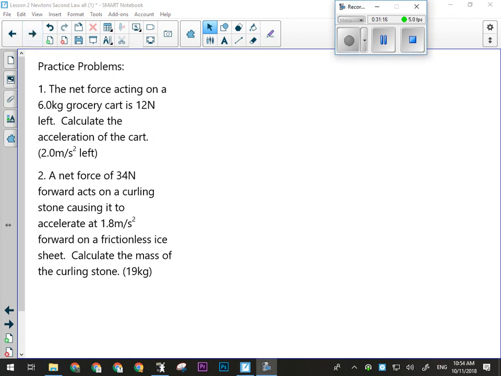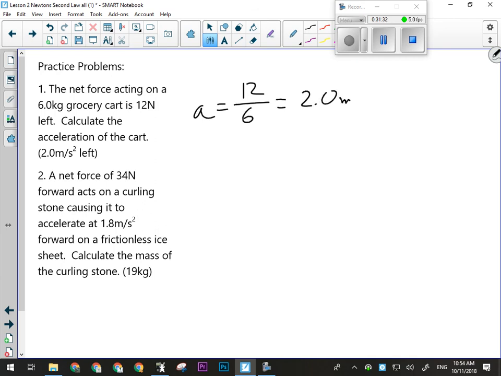All right, so like I said, these are, again, about as simple as Newton's second law problems can get. In question number 1, they tell us the net force acting on a 6-kilogram grocery cart is 12 newtons. So all we're doing is calculating the acceleration. So acceleration is net force divided by mass, 12 over 6. It's 2 meters per second squared, and that is left, because that's the direction they give us in the question. Again, don't forget little things like that, because it costs you a mark if you forget the direction.